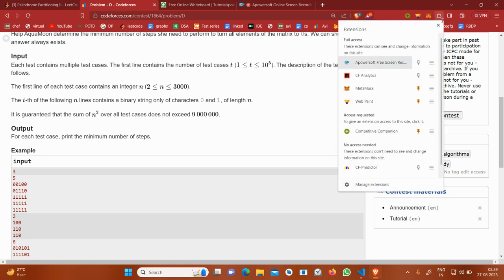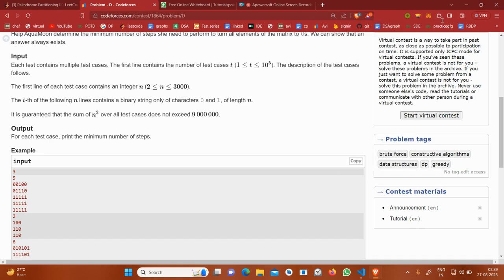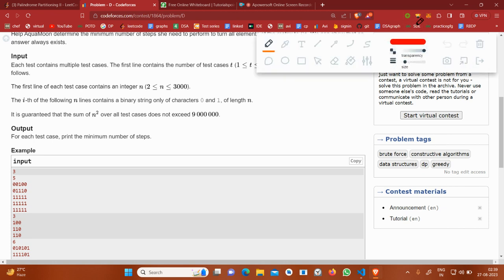You can see the constraint is 10 to the power 3 into 10 to the power 3, and the sum of n square does not exceed 10 to the power 6. So let's first discuss the first example.